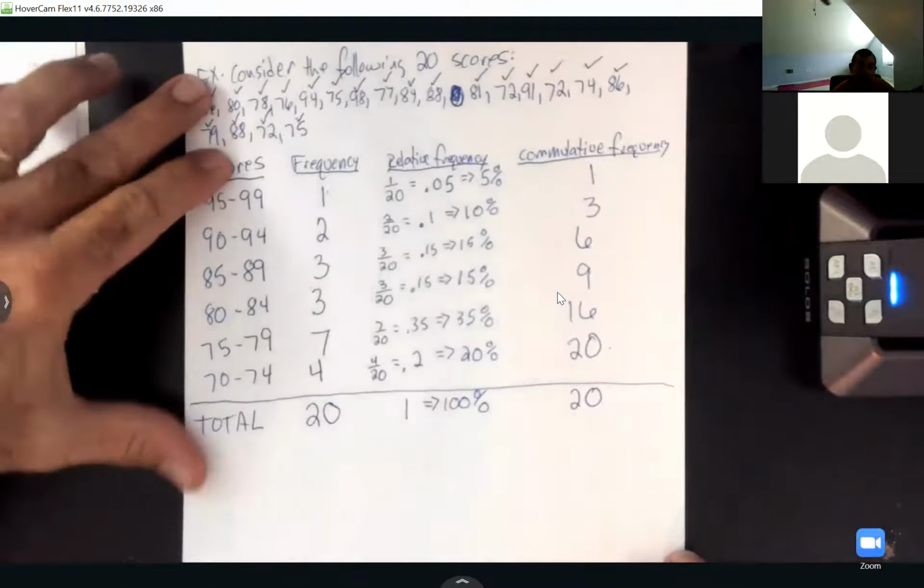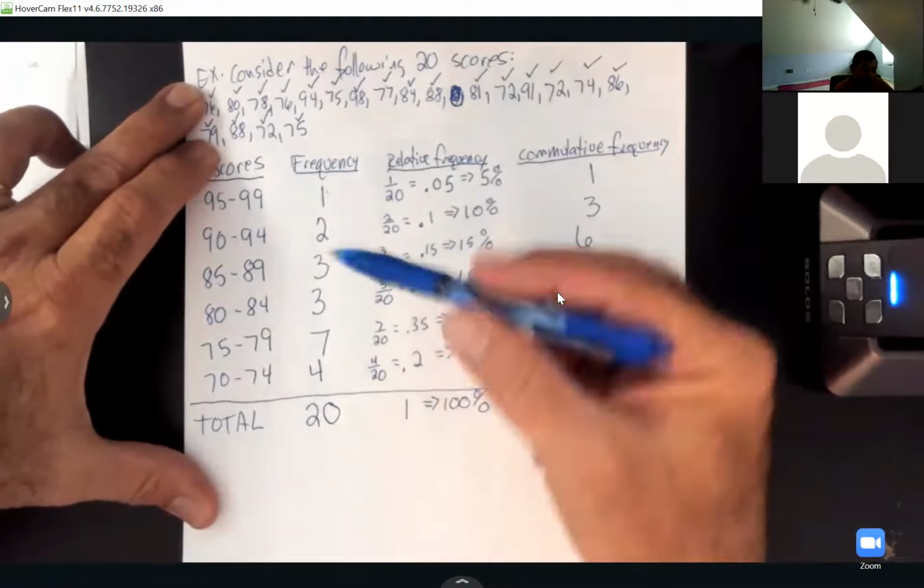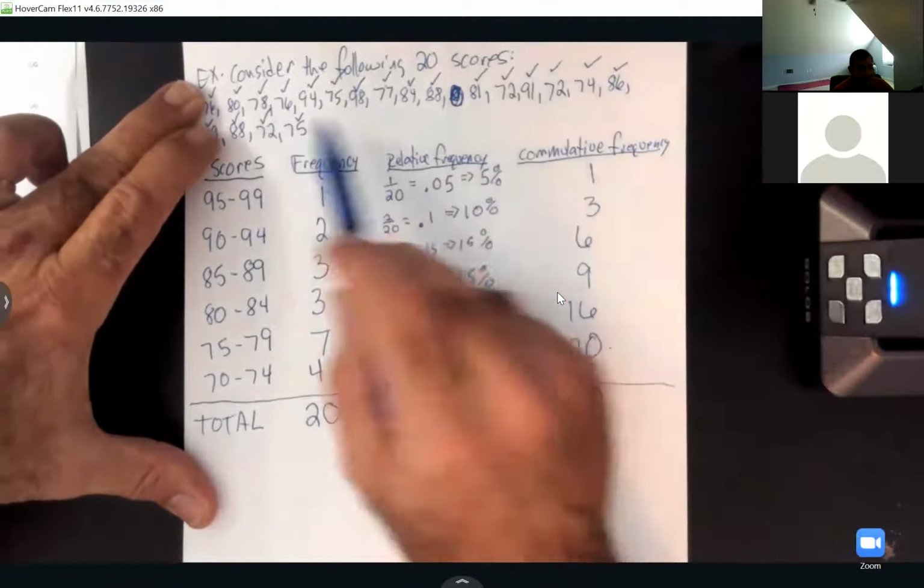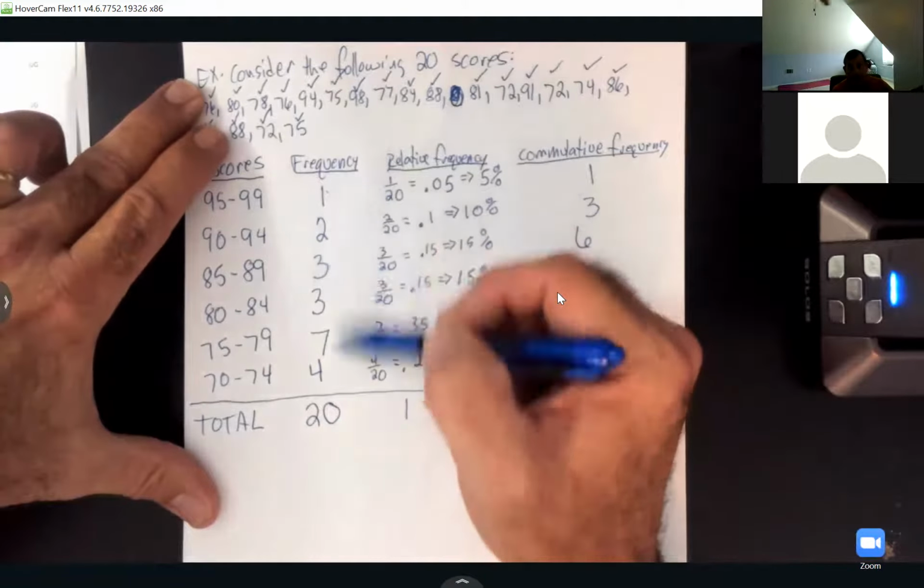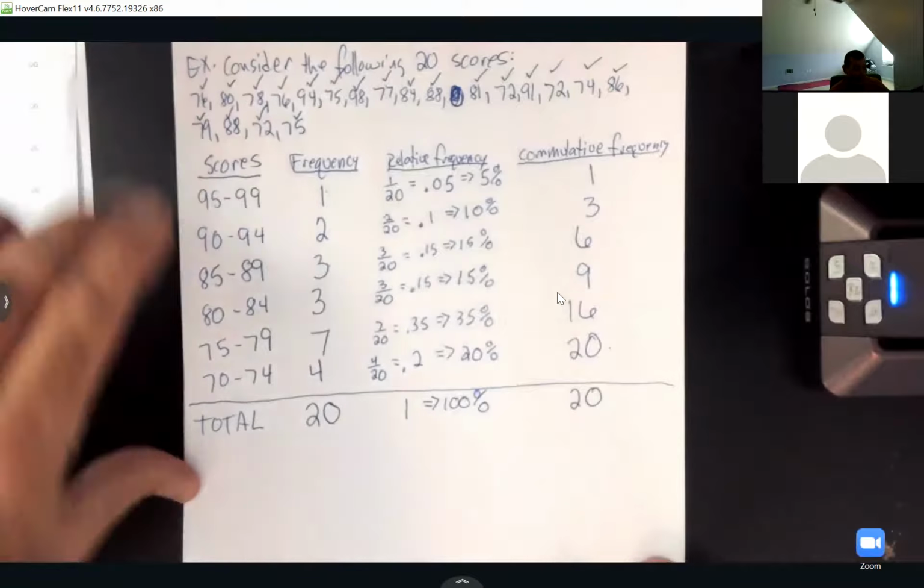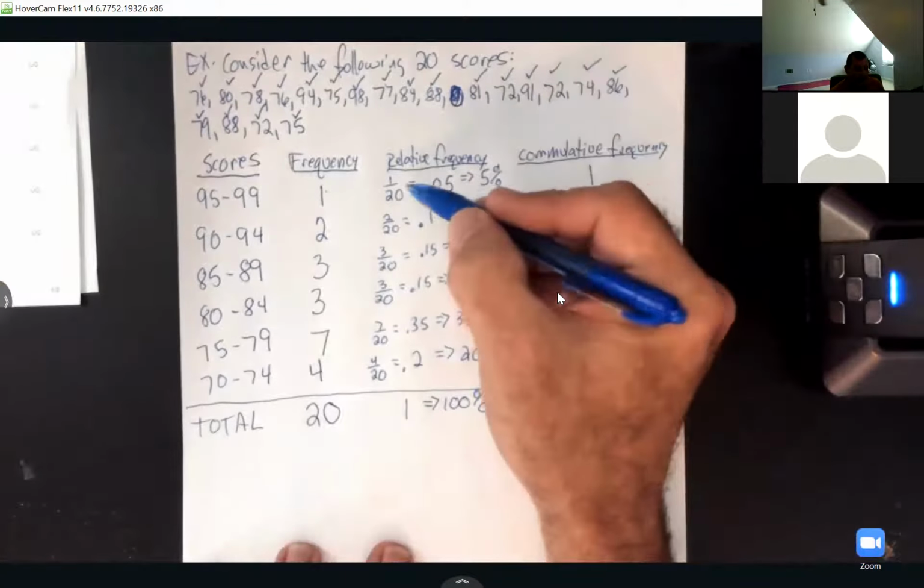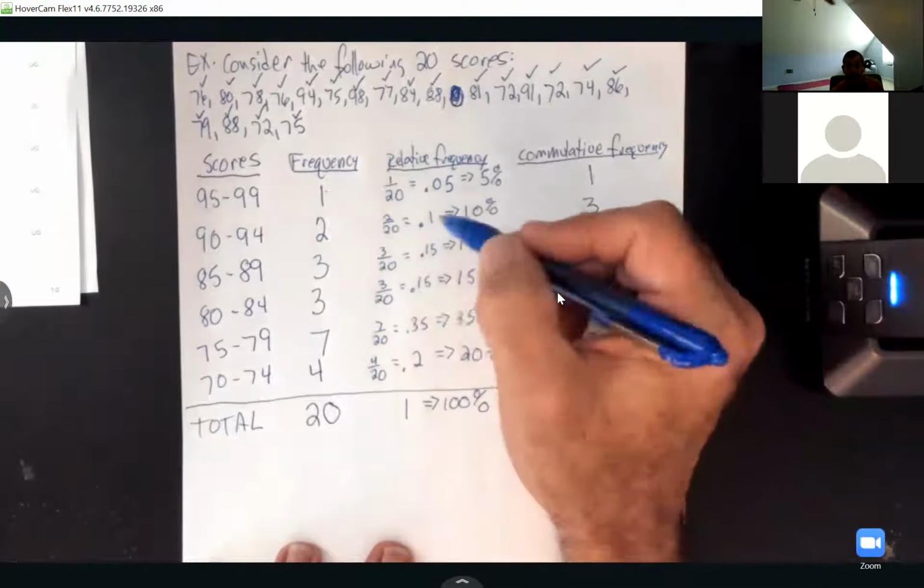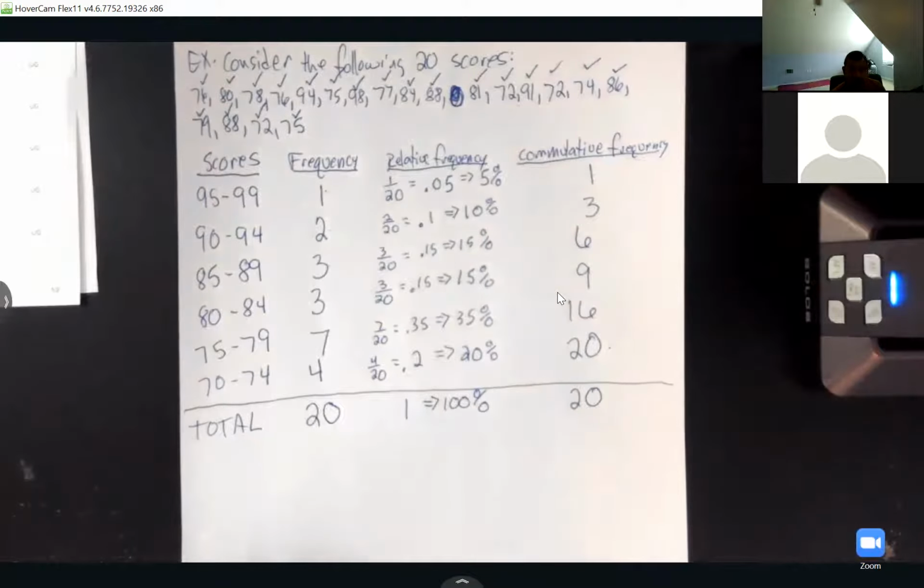So y'all, questions on that? You know, it's not that bad. The tricky part is adding all the categories and seeing what frequency happens, okay? And then all I did was take each frequency and divide it by my total to get these percents and decimals.